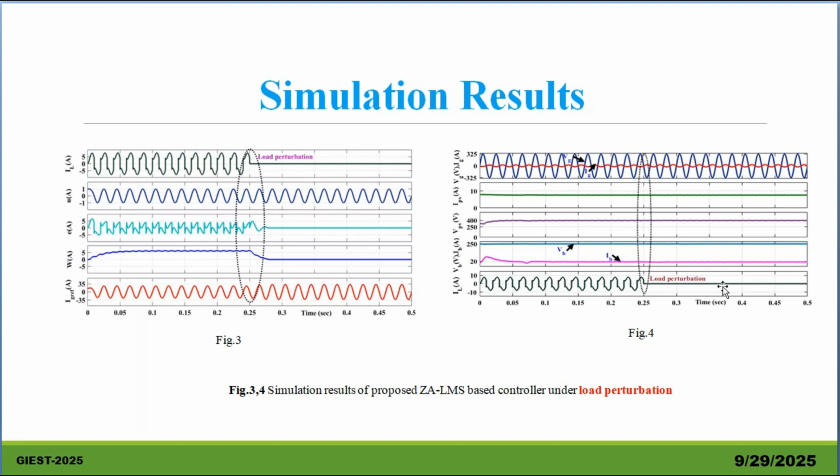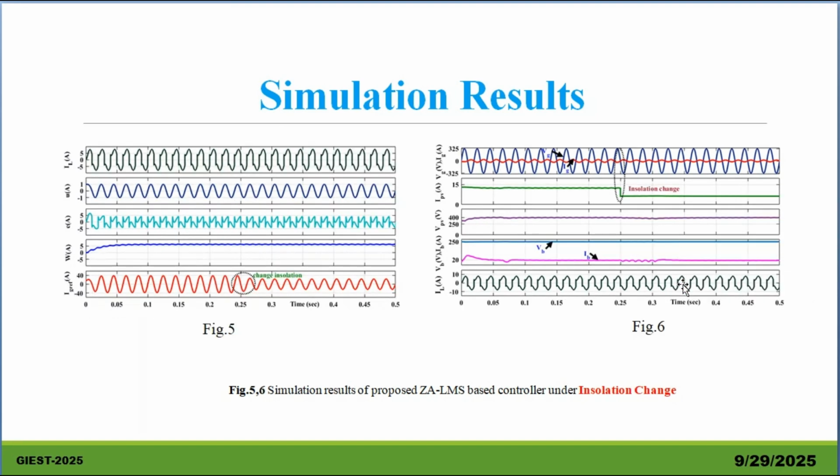Here the load is perturbed but it is still out of phase, which means that the battery is again discharging, and whatever power the SPV generates is also fed to the grid.